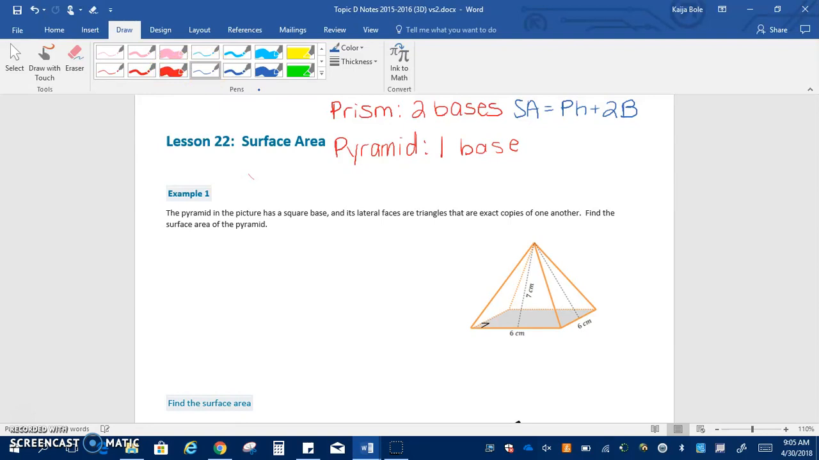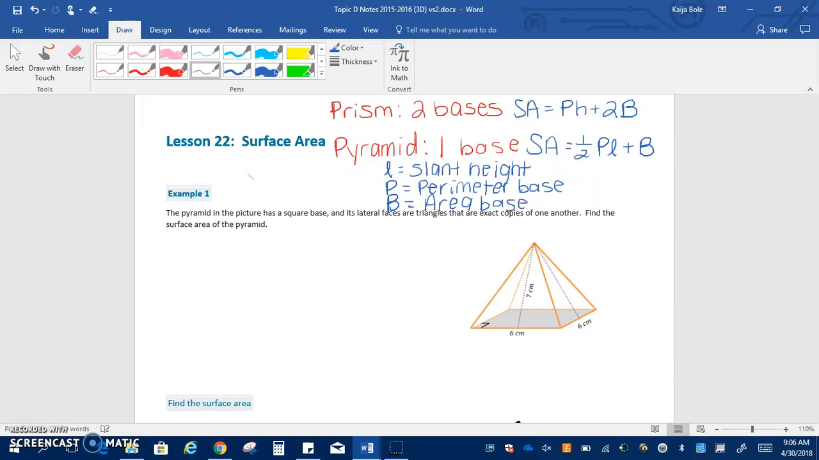so that means our formula is going to be a little different. Our formula for a pyramid is SA equals 1/2 P times L plus 1B. Okay, so let's put what all these letters mean. L is the new one. L is called the slant height, which you'll see what that means when we do some examples. So L is slant height. Capital P is perimeter of base. Capital B is the area of base. And we all know that H is still our height.